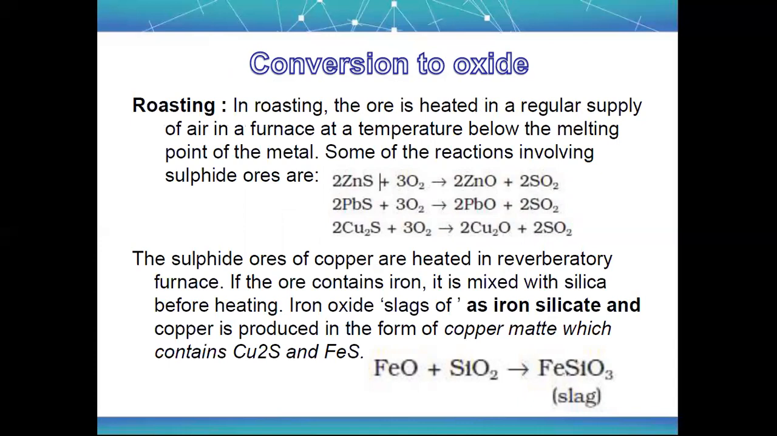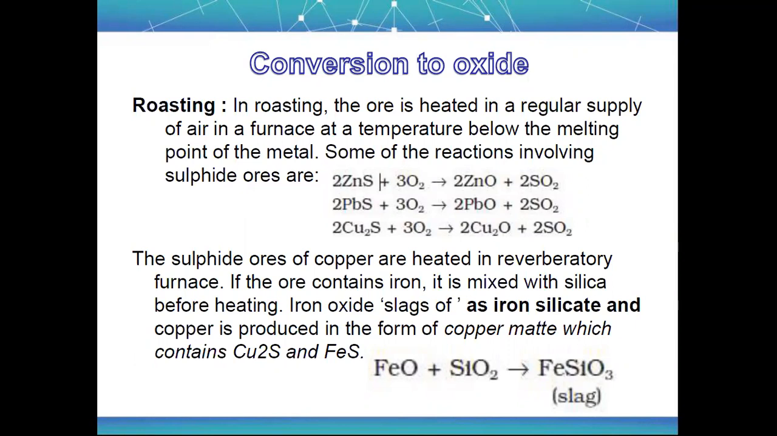Okay, we give a normal supply of air to the ore and heat it. So what happens? The sulfur will combine with the oxygen and form SO2, sulfur dioxide, and you will obtain a pure form of the metal, in oxide form. So ZnS plus O2 gives ZnO and SO2. PbS plus O2 gives PbO and sulfur dioxide. Copper sulfide plus oxygen gives copper oxide and SO2.